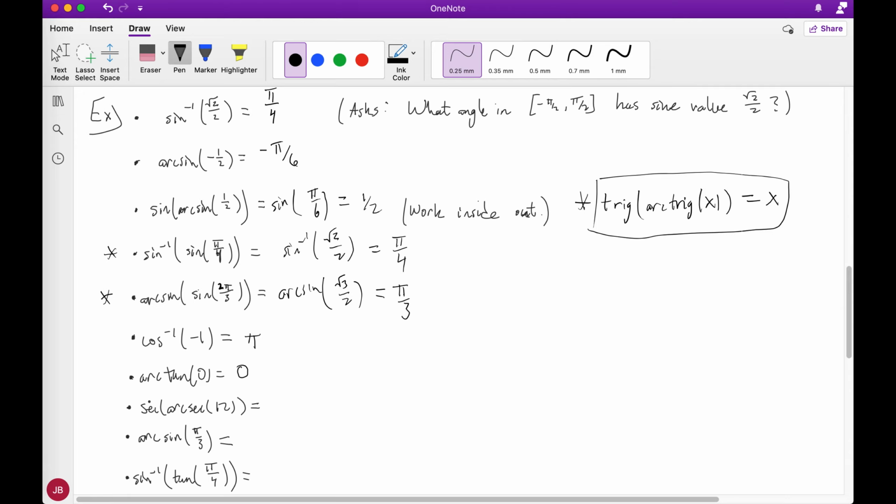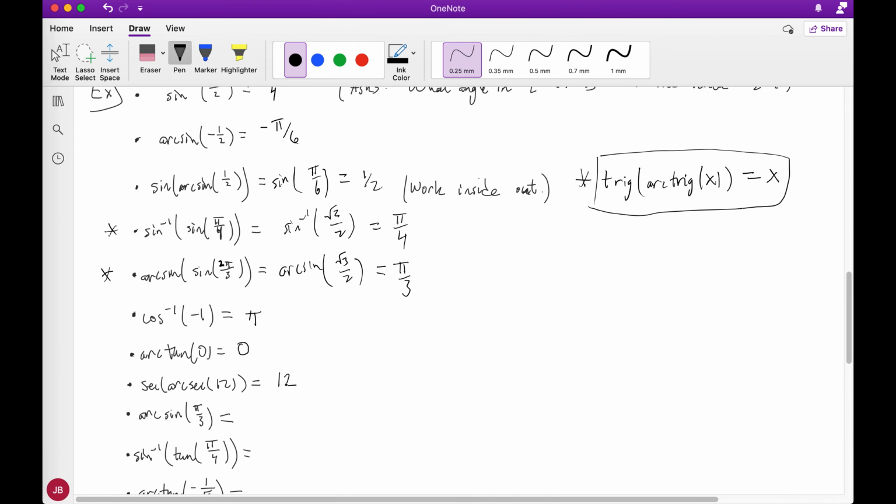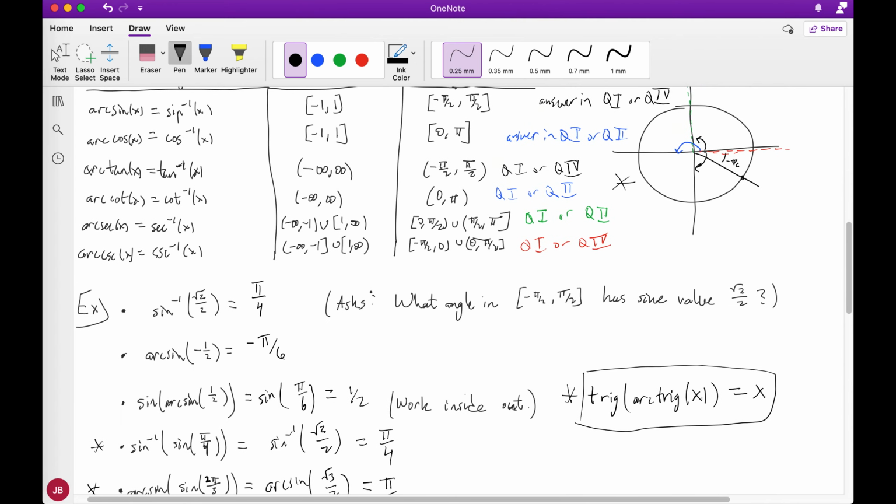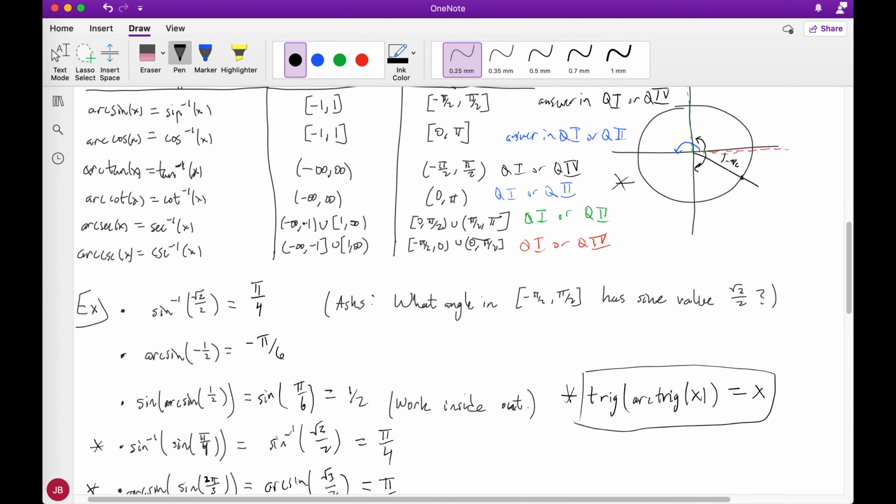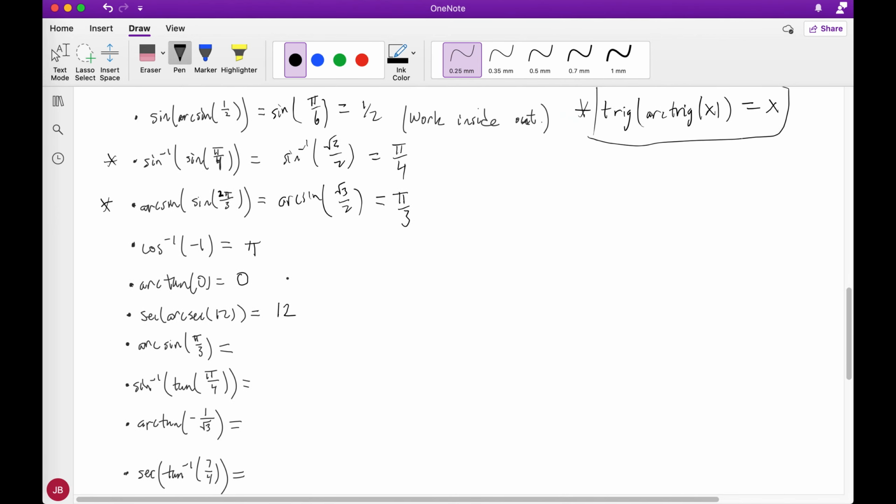Here we have trig of arctrig, right? So we don't even need to know anything. We automatically get 12 here. The only thing that you have to check really is that this number is in the domain of the proper arctrig function. So for the domain of arcsecant, are we allowed to plug in numbers bigger than 1? Yes, right? So as long as the number is in the proper domain, trig of arctrig always cancels.